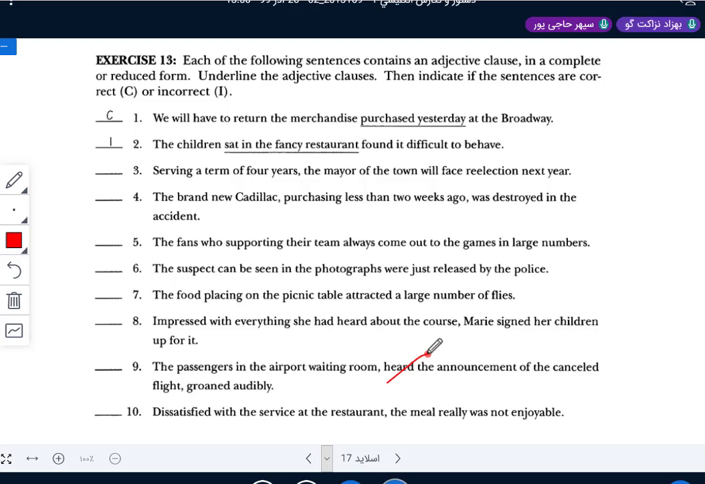Dissatisfied with the service at the restaurant, the meal really was not enjoyable. I think it's incorrect. What is wrong? Look, we have the comma. Immediately after the comma, I see the subject, the meal, and obviously a verb. The meal cannot be dissatisfied, so it doesn't match with the verb. Very good. The meal dissatisfied. Meal cannot be dissatisfied. This is a dangling construction.